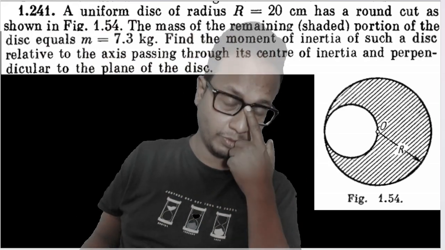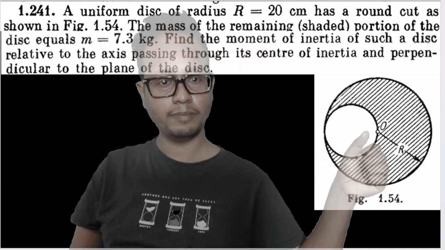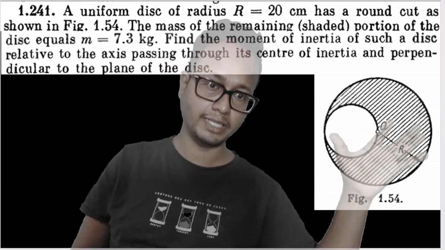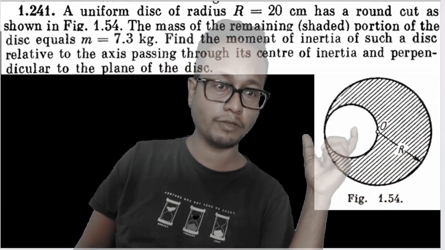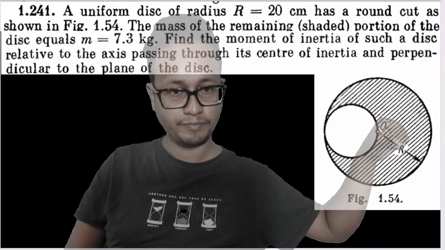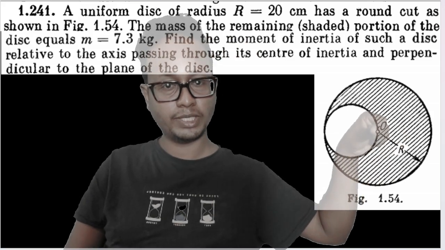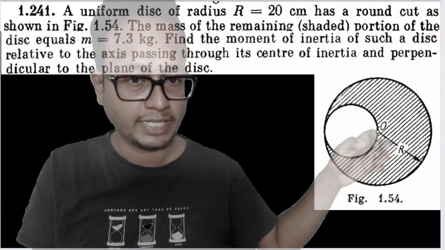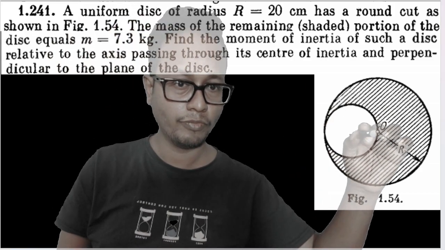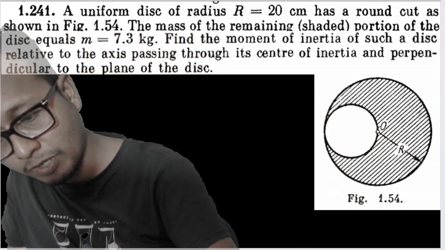So in this question, you have to find the moment of inertia of this shape about the center of mass of this object. For the first part, I'll try to find the moment of inertia about the center of the disk, that means about the axis passing through point O. What should I do? I must apply the principle of superposition.